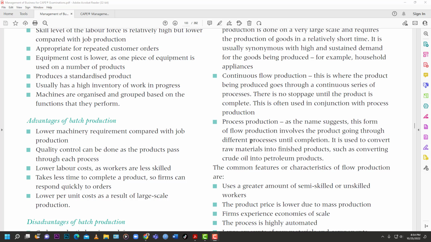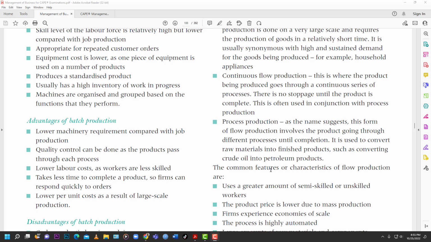Process production, as the name suggests, is a form of flow production that involves the product going through different processes until completion, right? It is used to convert raw materials into finished products, such as converting crude oil into petroleum. So consider a process being done in this production method. A process has different stages, and you start and go straight through the process. When the process is over, then you have the product.